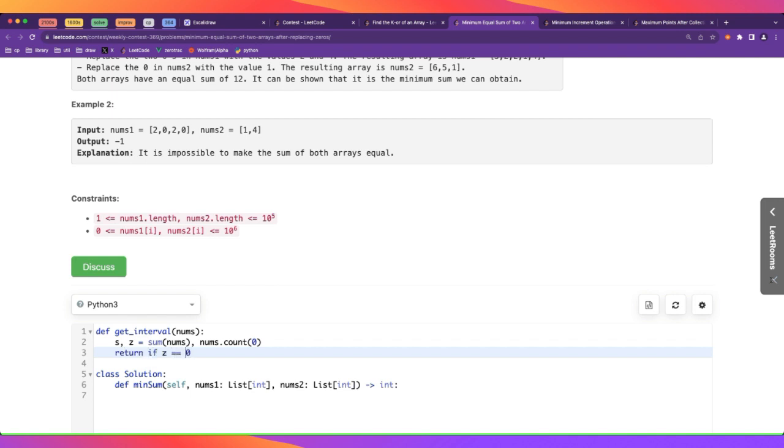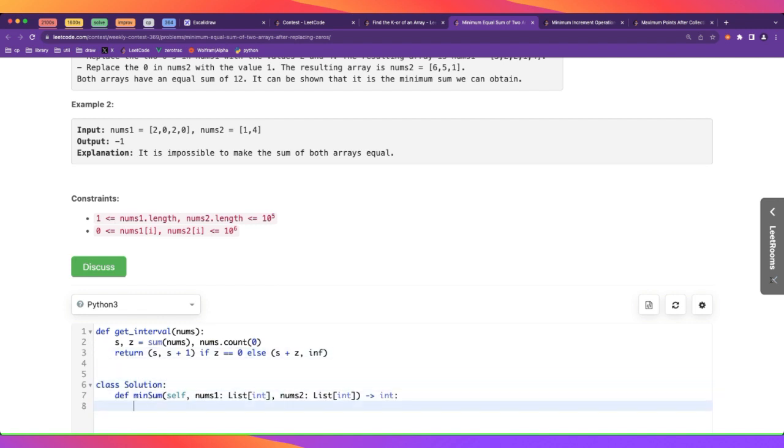If there's 0 zeros, then, let's say that it is closed and open. So these two numbers represent the interval, and otherwise this is going to be this and infinity, right? Because every 0 has to be at least 1. So this is the minimum value. Okay, so this is the same that we did before.